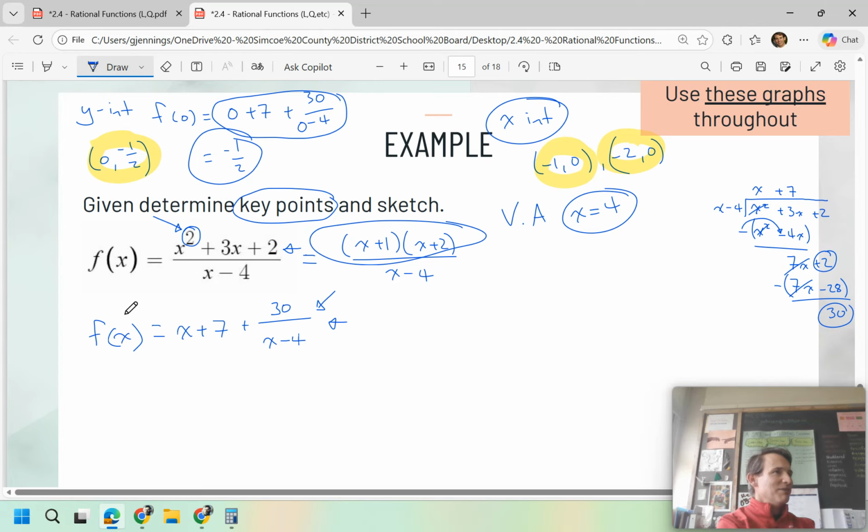Is it the division? So is it what? Well, it's just even simpler than that. There's your slant asymptote right there, folks. And let's talk through what's happening with our asymptotic behavior as x goes to infinity.